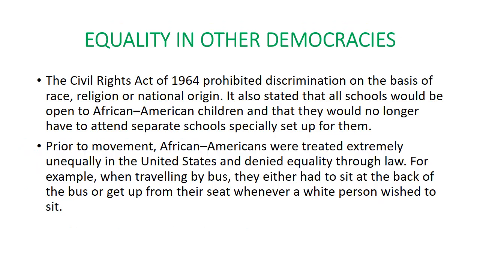The government had to pass the Civil Rights Act of 1964. The Civil Rights Act of 1964 prohibited discrimination on the basis of race, religion, or national origin. It also stated that all schools would be open to African American children and that they would no longer have to attend separate schools specially set for them. Prior to the movement, African Americans were treated extremely unequally in the United States and denied equality through law. For example, when traveling by bus, they either had to sit at the back of the bus or get up from the seat whenever a white person wished to sit.